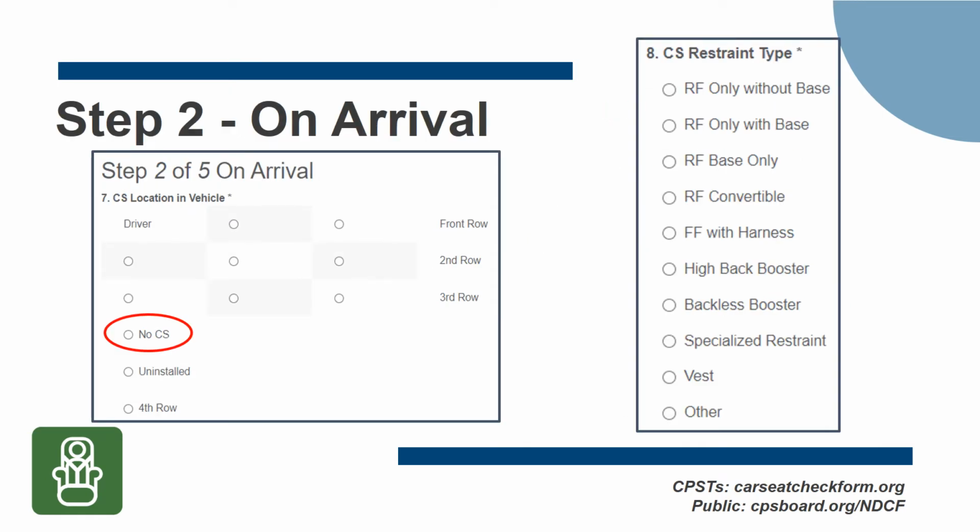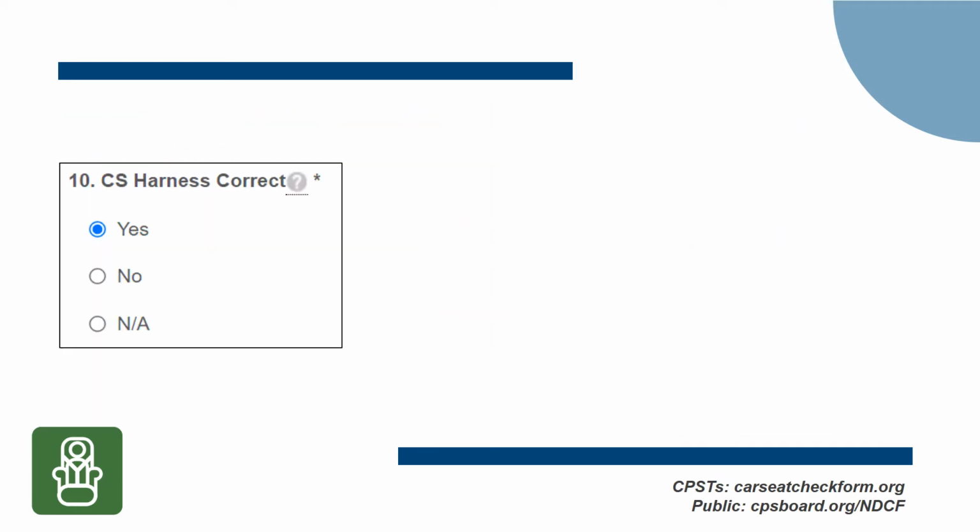Next, you'll want to identify where the car seat was located in the vehicle. If there was no car seat present, the NDCF will introduce skip patterns and will move you past all of the car seat questions. If there was a car seat present, you'll want to identify what general type of car seat was being used. Now we'll begin identifying car seat misuse.